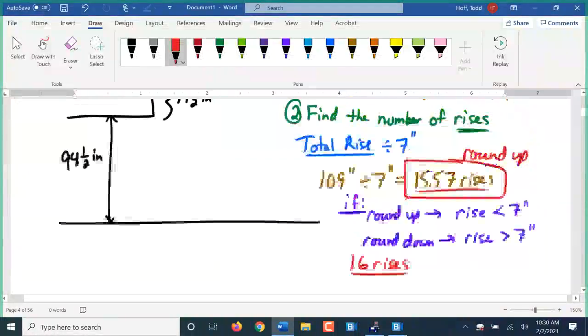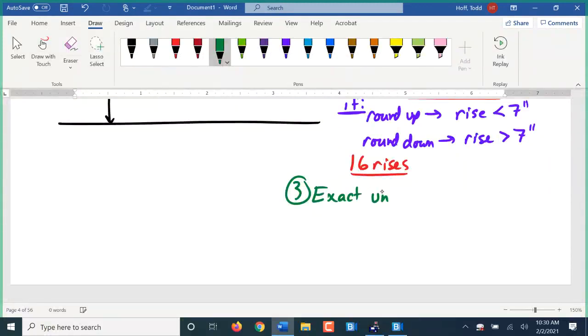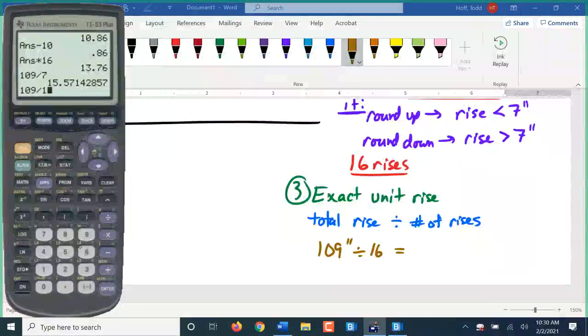So now once we found the number of rises, step 3 is to find the exact unit rise. To find the exact unit rise, we take our total rise divided by the number of rises that we just calculated in step 2. So here we've got the 109-inch total rise divided by 16 rises, which will give us 6.8125.